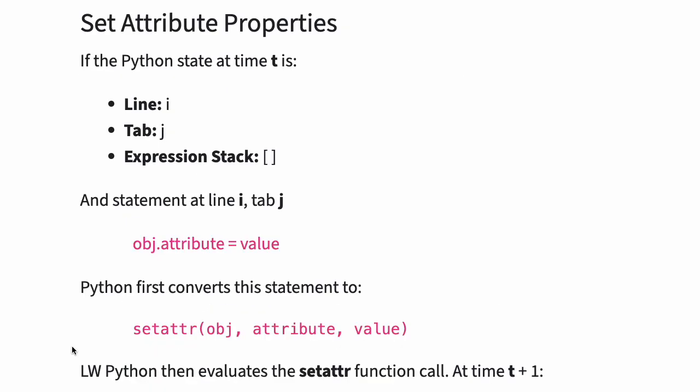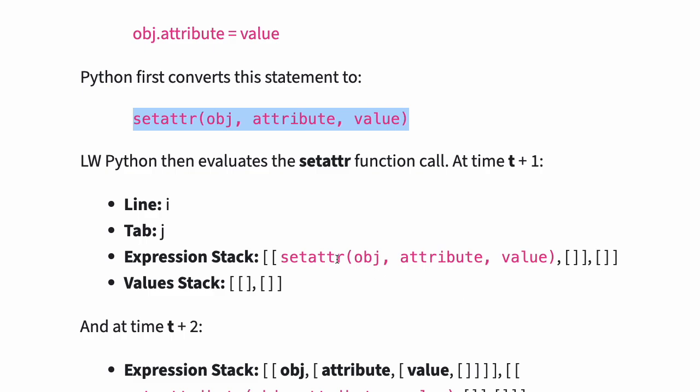Next, let's see how LWPython updates an object's attribute. If at time t the line is I, the tab is j, and the expression stack is empty, and the statement at line I tab j is obj.attribute equals value, Python first converts this statement to setAttr, obj, attribute, and value. LWPython then evaluates this setAttr function call. At time t plus 1, line and tab are still the same, and Python pushes the setAttr function call to the expression stack.